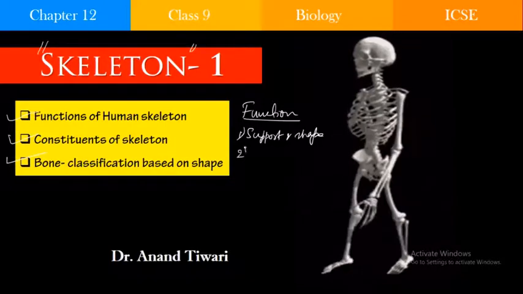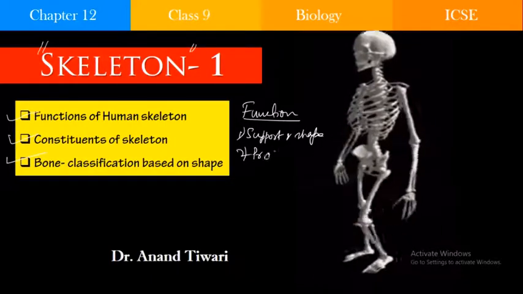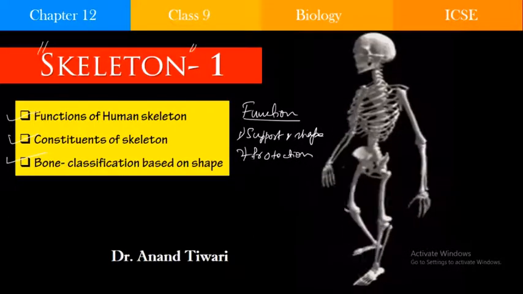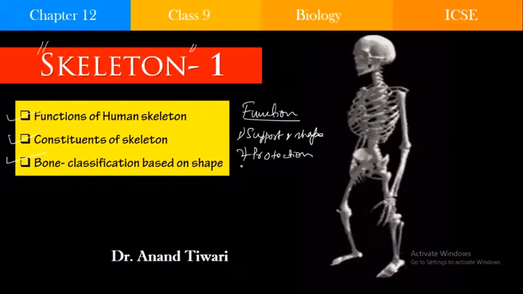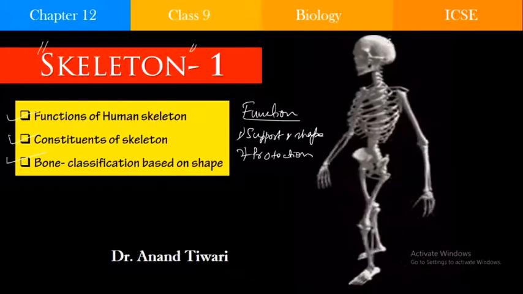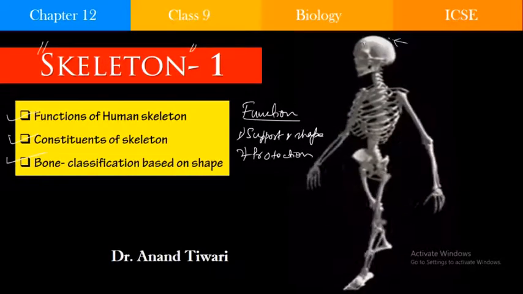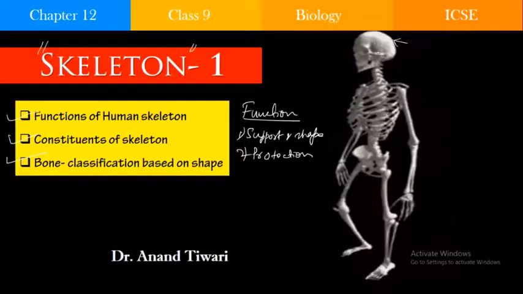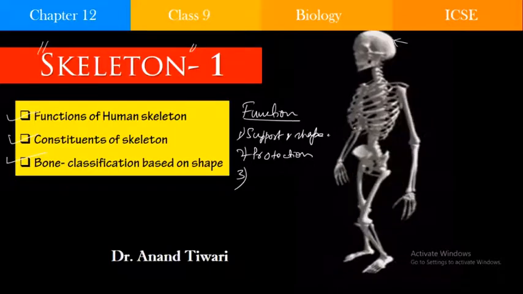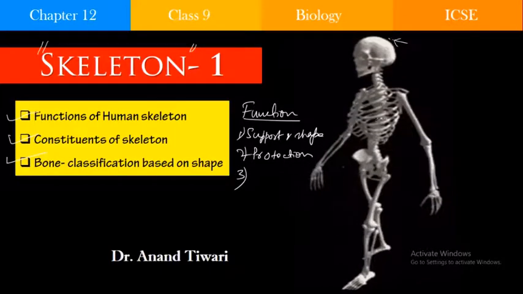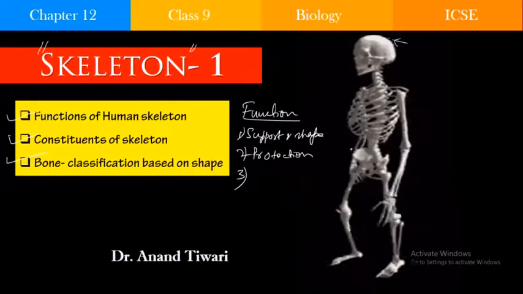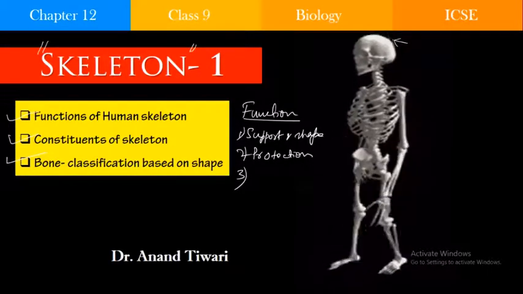Also it is important for protection, because there are various delicate organs present in the body. For example, the brain is enclosed inside the skull. The skull itself is a very hard structure, and inside it the brain is safe. The same is true with the rib cage. Inside the rib cage we have the lungs and the heart. All these sensitive and soft organs are safe inside.